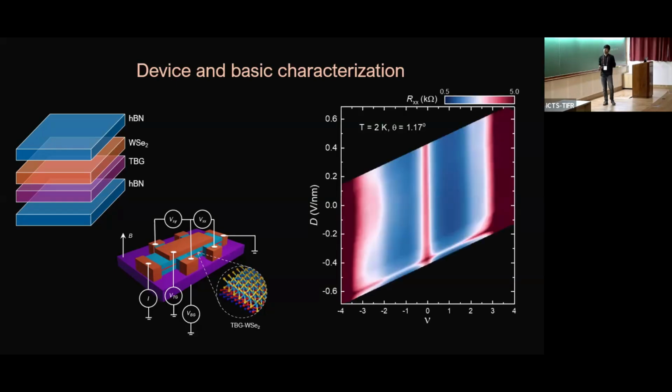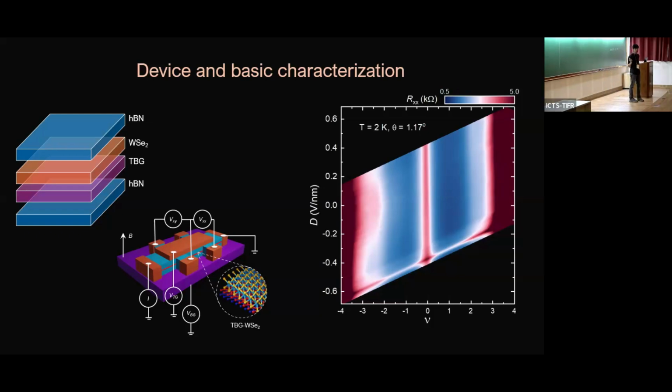So this is the color map of resistance as a function of filling factor and displacement field. You see a central feature which is not changing with the displacement field. This is the charge neutrality point, and there are 2 peaks which are symmetric about the charge neutrality point. And from the position of these peaks and also the Landau fan diagram, which I am going to show you, we can calculate the twist angle, which turns out to be 1.17 degree. You also see peaks at around half filling of the bands. Now, this is at 2 Kelvin.